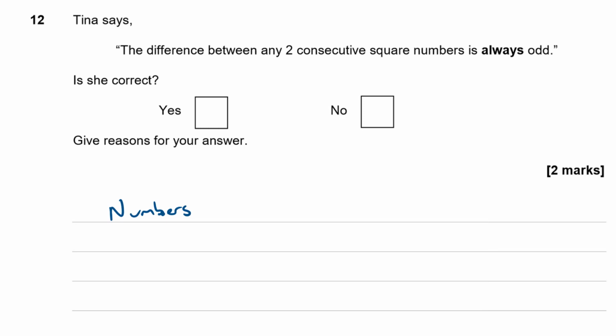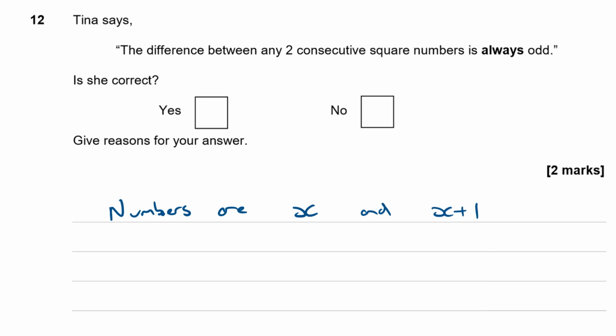start by saying our numbers are, what are they? Let the first number be x. And now if they are two consecutive numbers, then the next number is going to be next to x, isn't it? It's going to be x plus 1. So I've got two numbers, x and x plus 1. Now, the difference between any two consecutive square numbers.